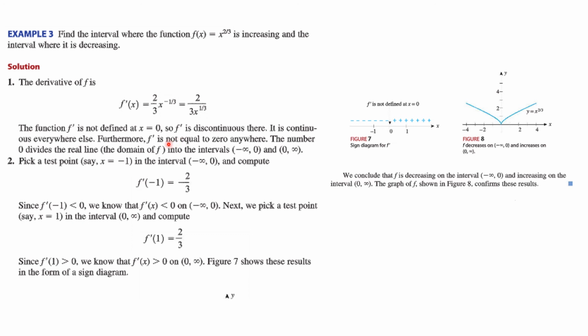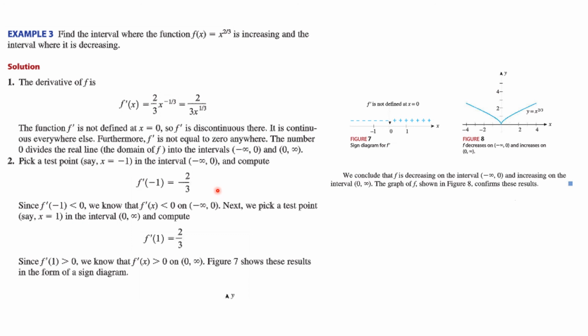Now this is not defined at x equals 0, so it's discontinuous there. And it's never equal to 0 because the numerator is never 0. So that splits the real number line into two pieces. We'll go from minus infinity up to 0 and from 0 to infinity. So we'll pick a test point in each of those, and we'll pick minus 1 here, and we'll pick positive 1 here.